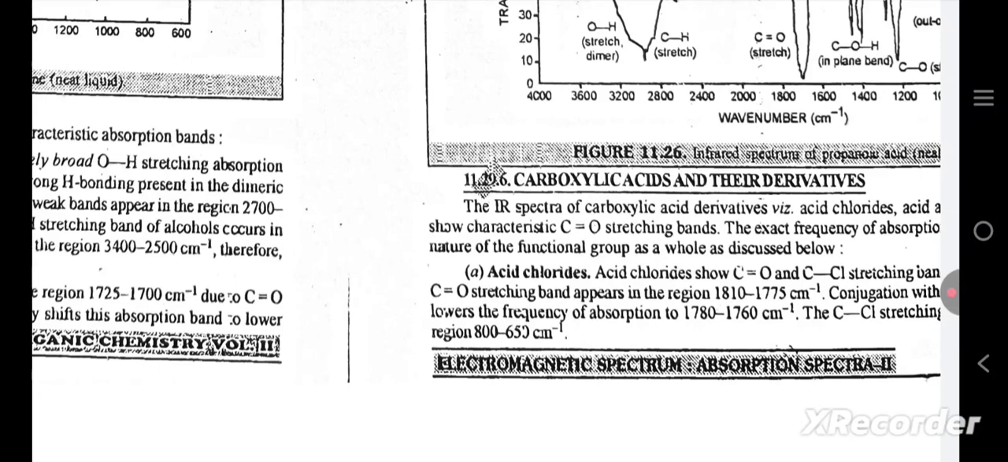The IR spectra of carboxylic acid derivatives show characteristic C=O stretching bands. The exact frequency of absorption and the nature of the functional group as a whole are discussed below. Acid chlorides show C=O and C–Cl stretching bands. The C=O stretching band appears in the region 1810 to 1775 cm⁻¹. Conjugation lowers the frequency of absorption to 1780 to 1760 cm⁻¹. The C–Cl stretching region is 800 to 550 cm⁻¹.